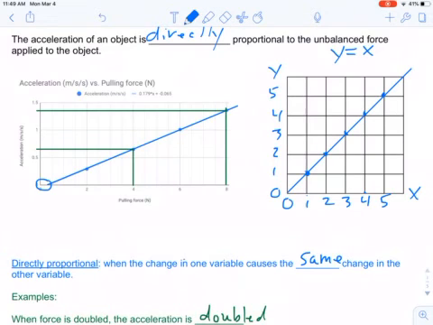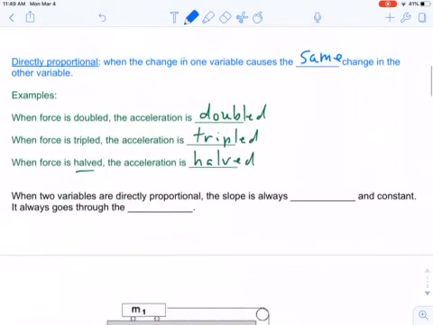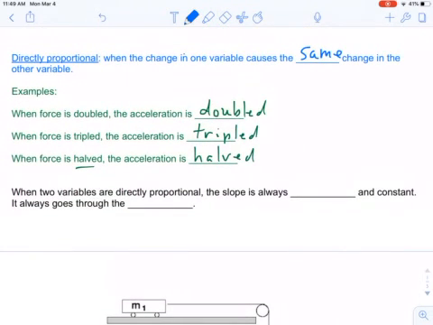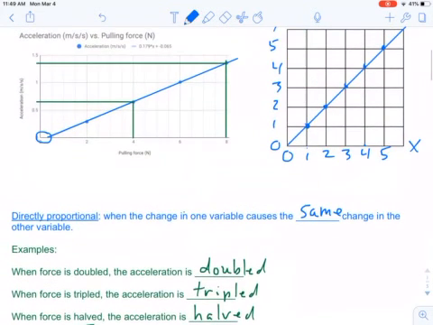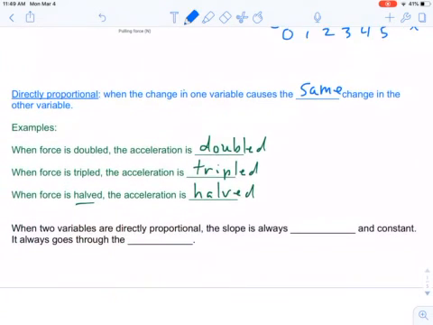Let's take a look at the second part of this, the bottom. When two variables are directly proportional, the slope is always, well, how can we describe this slope? We might say that the slope is positive, and it's constant since it's straight. It always goes through the origin.